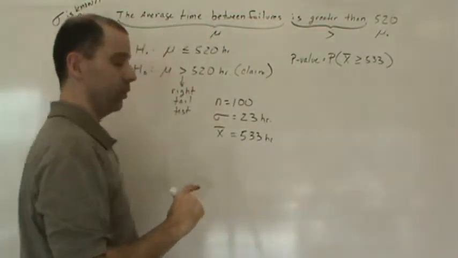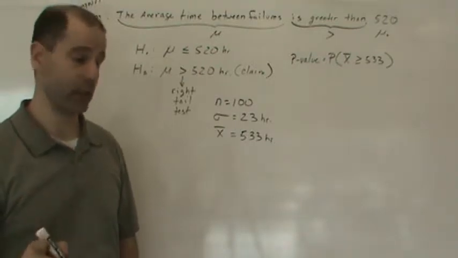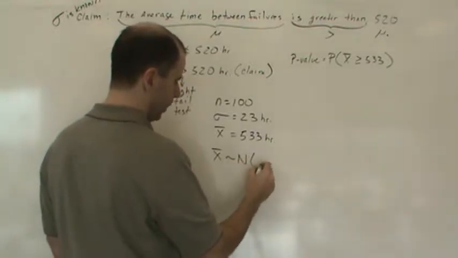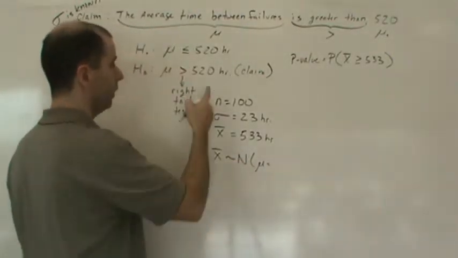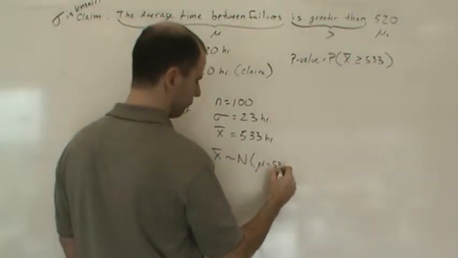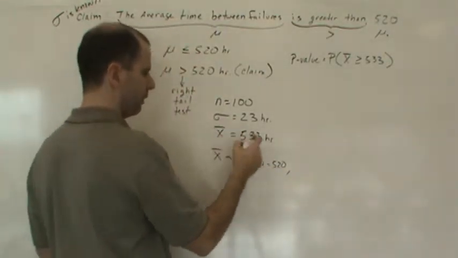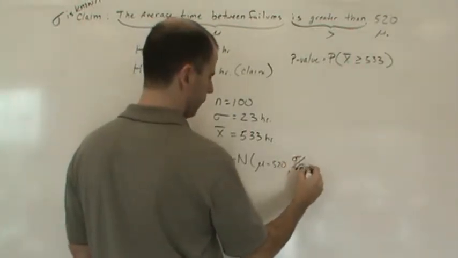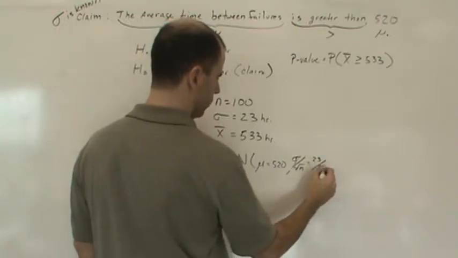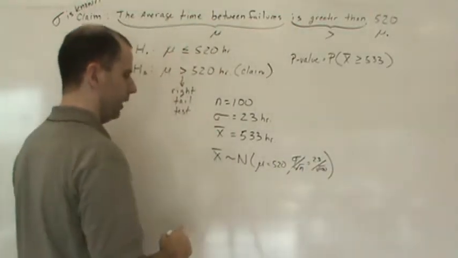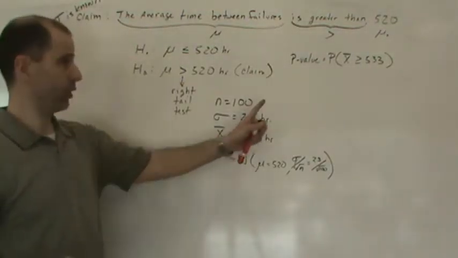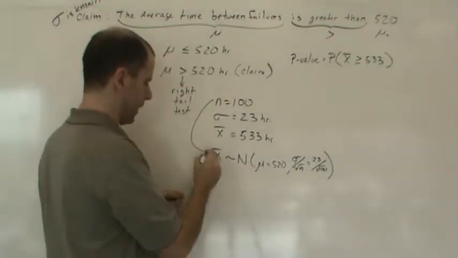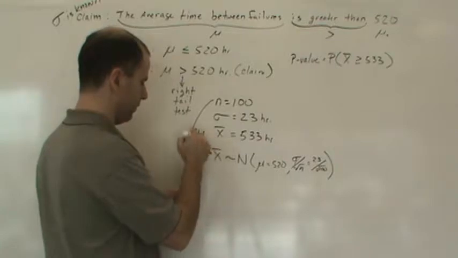And once again, in order to find this probability, we need the distribution of x bar. And of course, from last time, we know the distribution of x bar is normal with a mean of mu, what we're assuming to be true, 520, and a standard deviation of sigma divided by the square root of n, which is equal to 23 divided by the square root of 100. And once again, we need to know this in order to calculate this probability. The sample size gives us the normal distribution because of the central limit theorem.